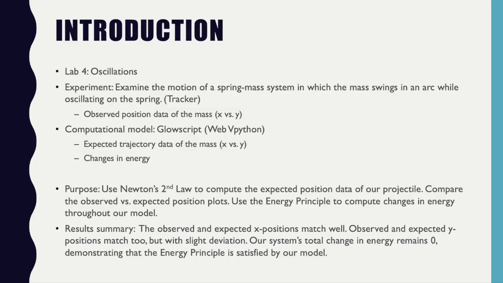The purpose of this lab is first to observe the motion of a spring mass system where the mass is swinging in an arc while it oscillates on a spring. This will give us the observed position data. Second, we will calculate expected position data from a computational model of our experiment on GlowScript using Newton's second law. We will compare the two position data and use the energy principle to calculate changes in energy throughout our model.